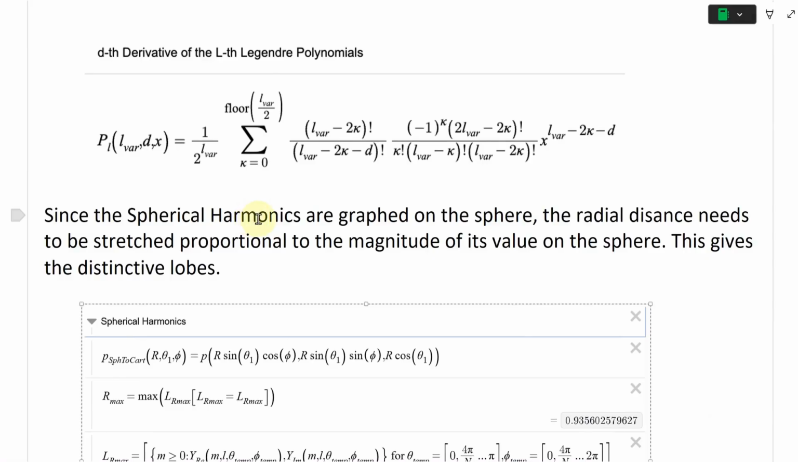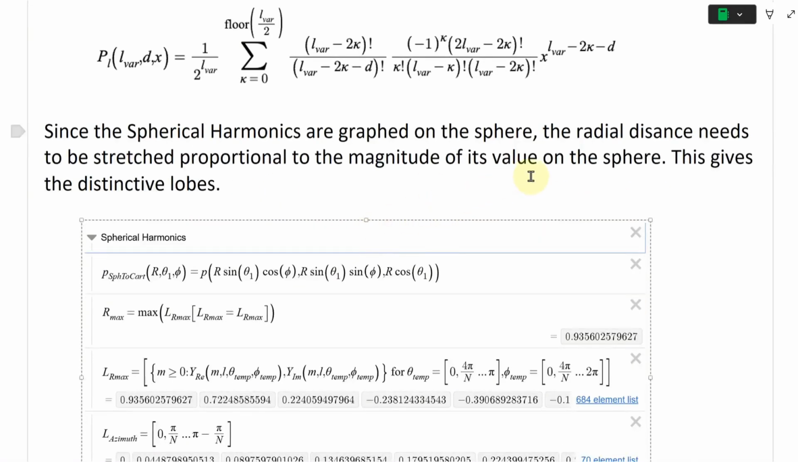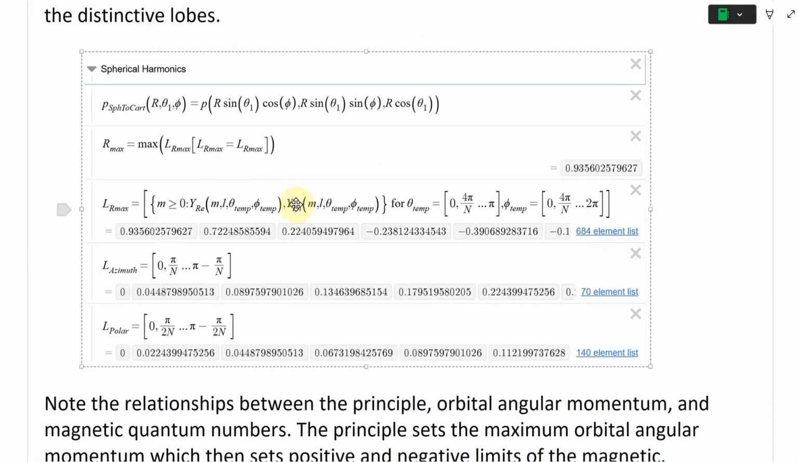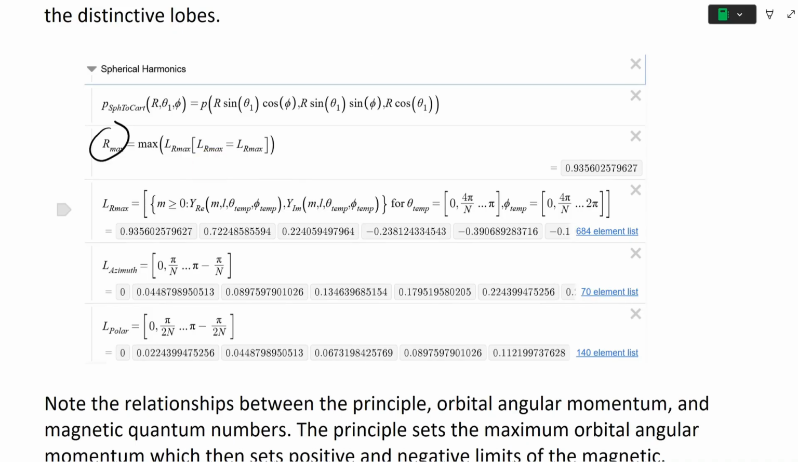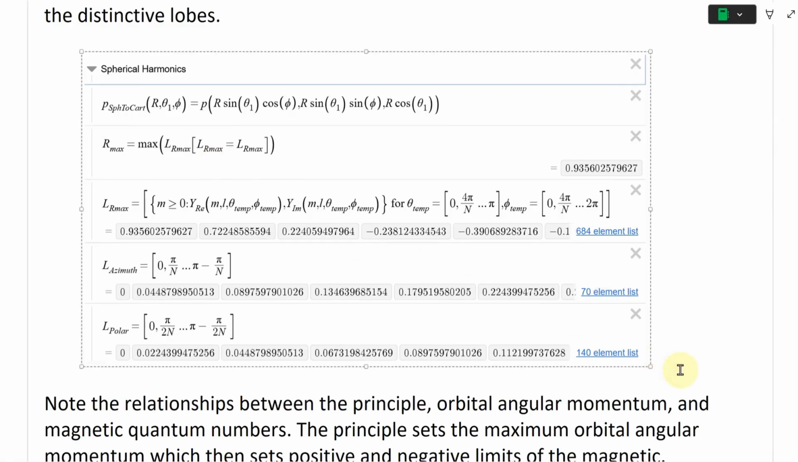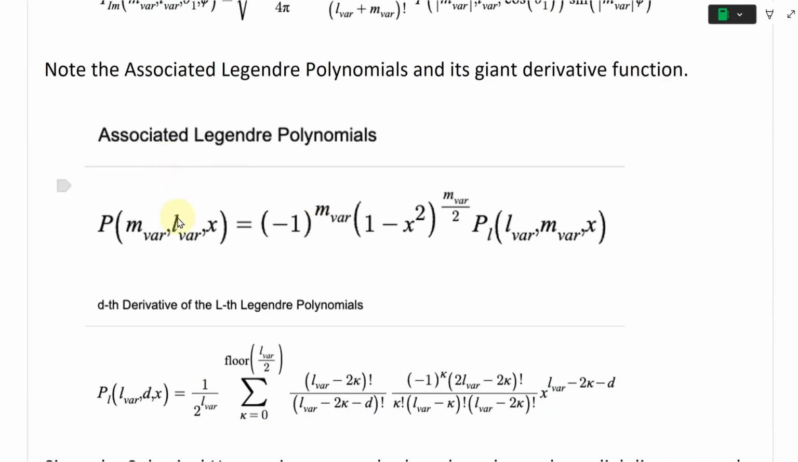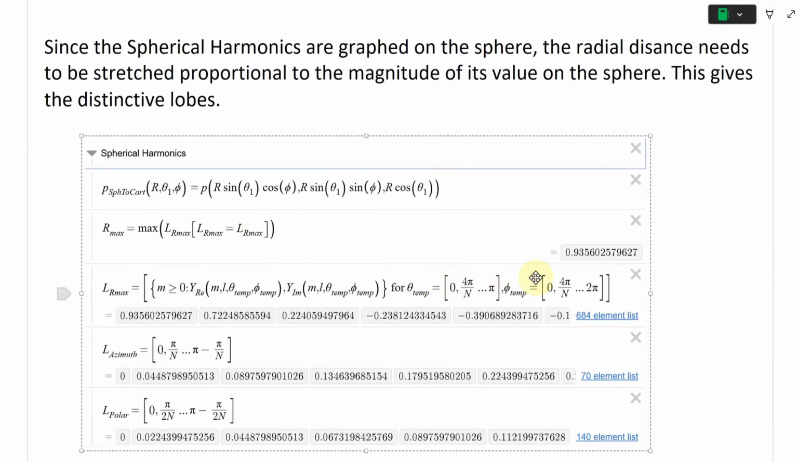But anyways, since the spherical harmonics are graphed on the sphere, the radial distance needs to be stretched proportional to the magnitude of its value on the sphere. This gives it distinctive lobes. So what they do now is graph out the r terms, using some of these values, so r sine and so on. They're getting the radial terms, but then they have this setup here, which is using the actual m l variables, instead of this m var. So they're using this m var basically as the maximum of those.